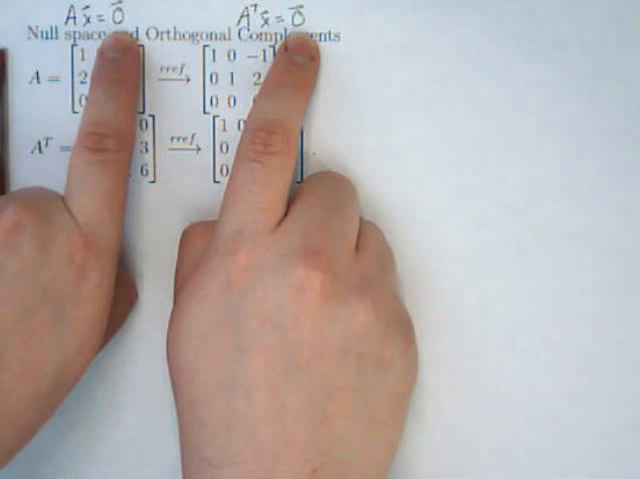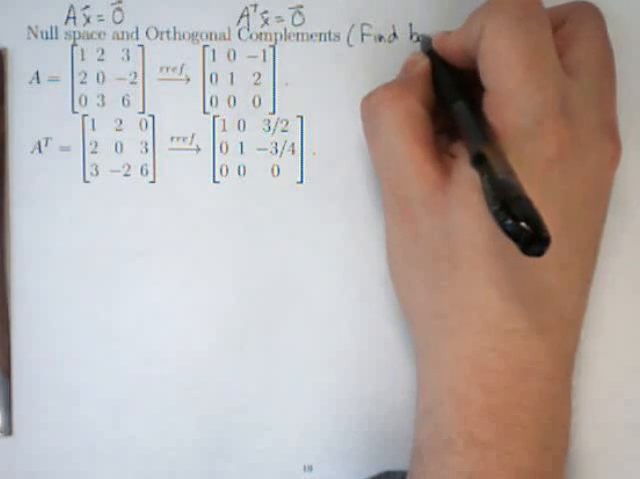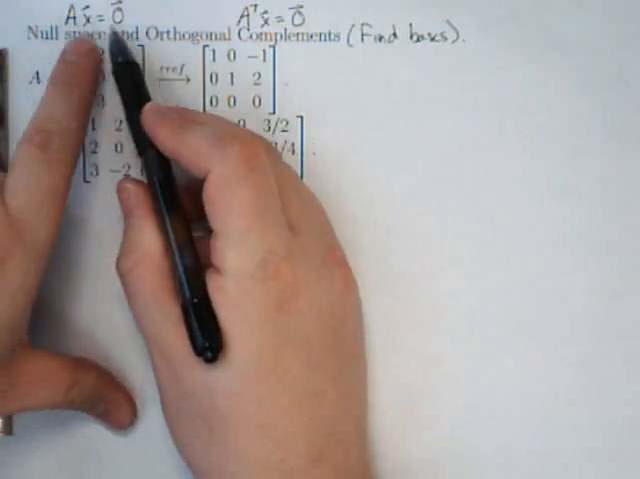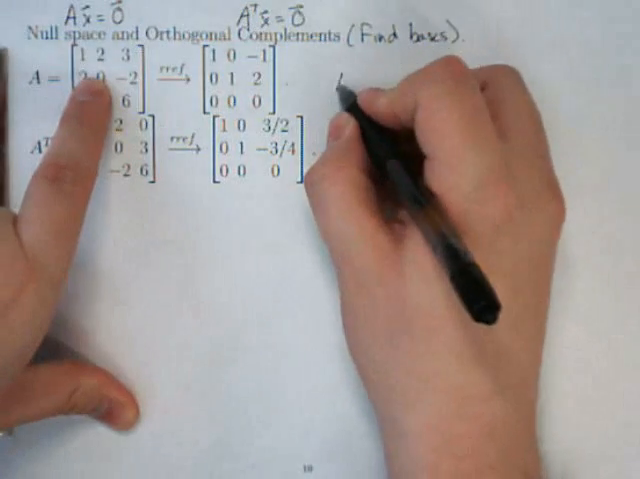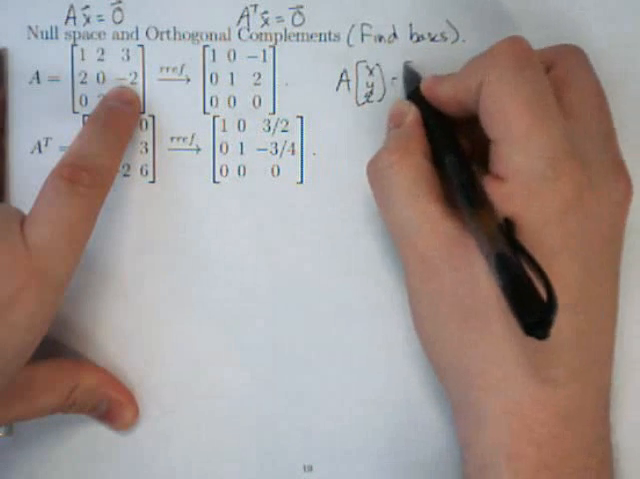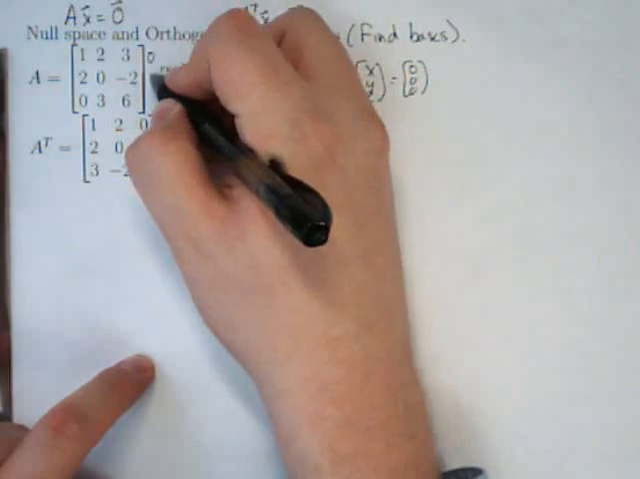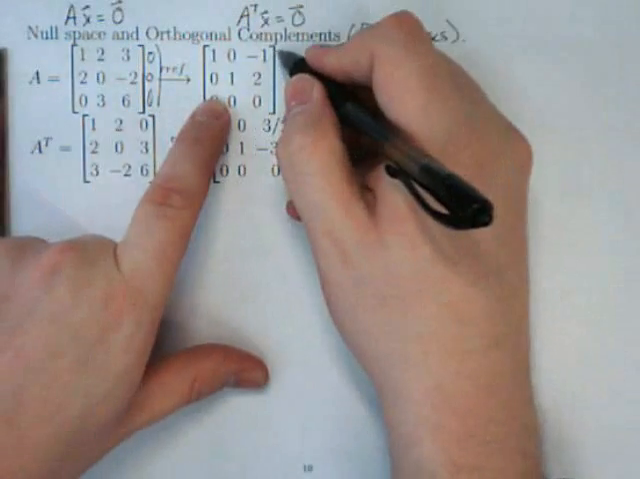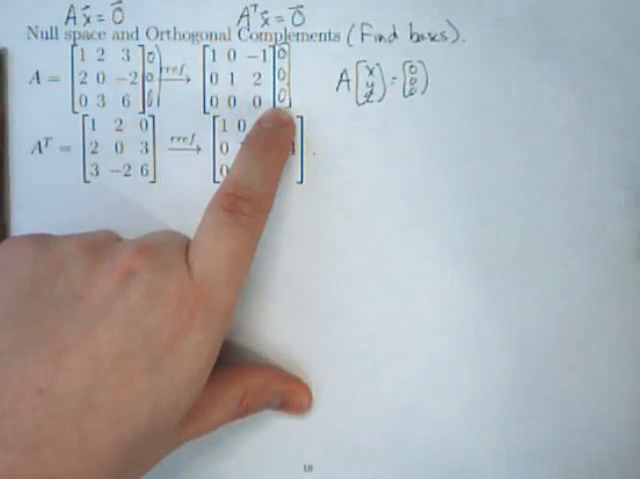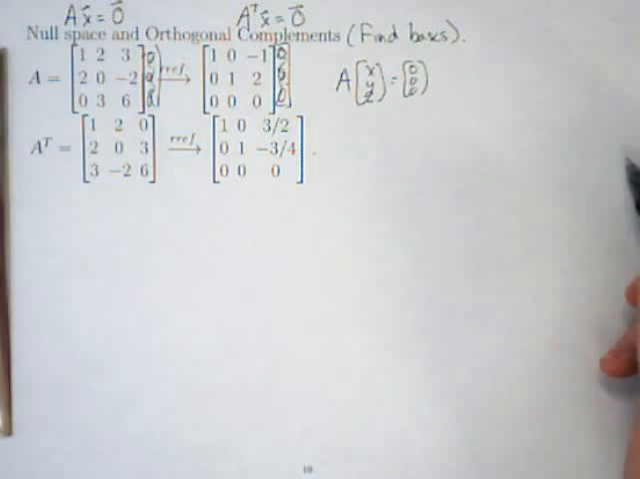Our goal is to find bases for these vector spaces. In the first one, we want to solve Ax equals 0. That's the same thing as taking our matrix A and multiplying it on the right by x, y, z, and letting it equal 0, 0, 0. To solve that system, I just need to augment the matrix by 0, 0, 0 and then row reduce. Row reduction isn't going to change the column of zeros, so whether I include them or not doesn't matter. I could just ignore them.